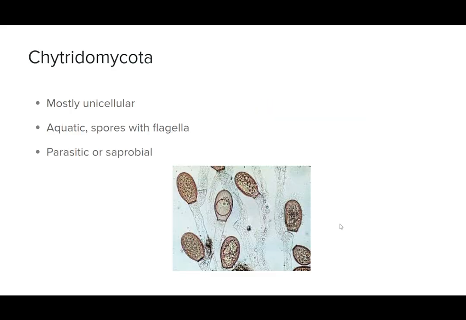Chytridomycota. Once you see the chi, it's either you're a plant or you're in an aquatic thing. This is often found in freshwater environments. They are unique among fungi because their spores have flagella, the little tails. Now, they could be parasitic or saprobic. They play a role in nutrient recycling, and some chytrids are known for causing diseases.